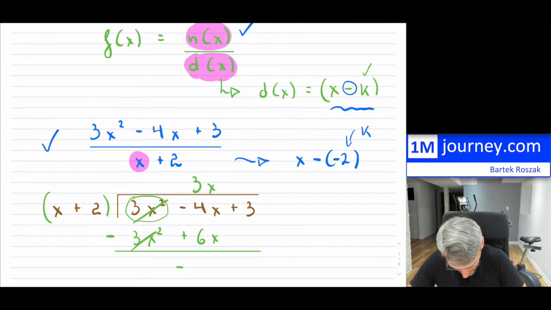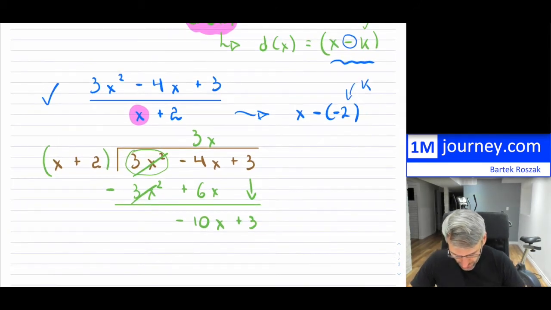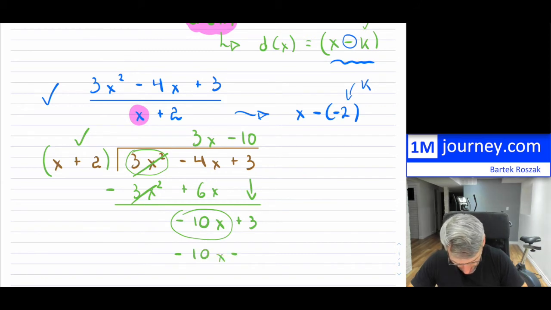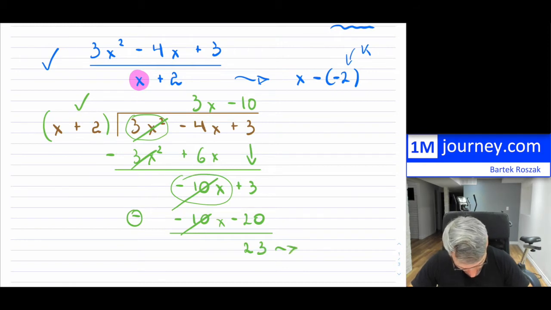Then this is going to give me this annoying negative 10x right here. I'll bring this plus 3 down. Now to get rid of this negative 10x, I can multiply by negative 10. That's going to give me negative 10x minus 20. Again, subtracting, these are gone, and I'm going to get 23. This turns out to be my remainder in that long division, which you can do.